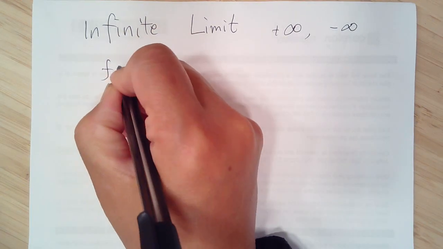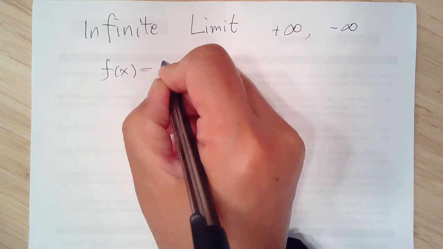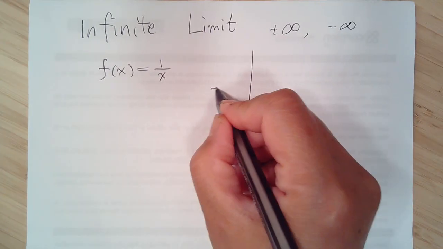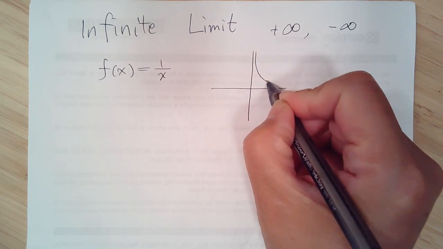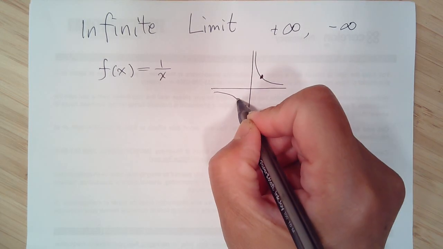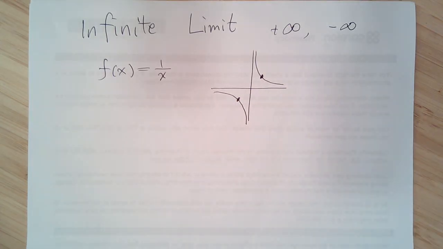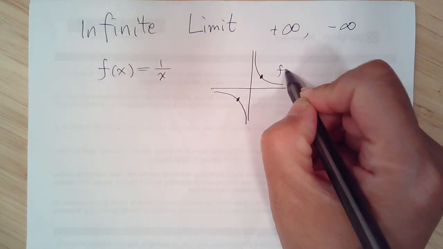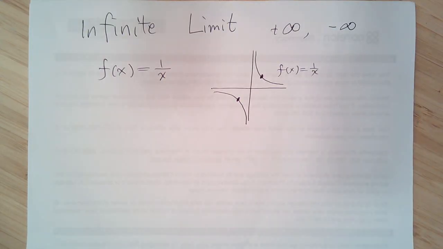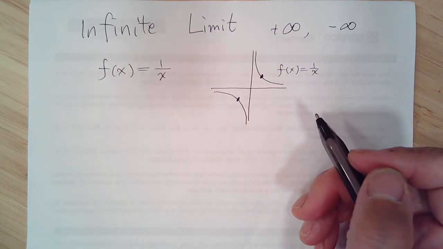Here is a function, f of x equals 1 over x. When you graph it, it looks like this. Okay, this is 1, 1, this is negative 1, negative 1, and this is f of x equals 1 over x. All right, now let me ask you a question.